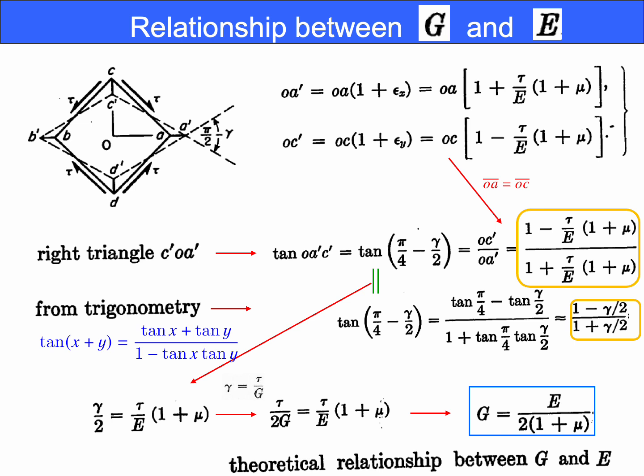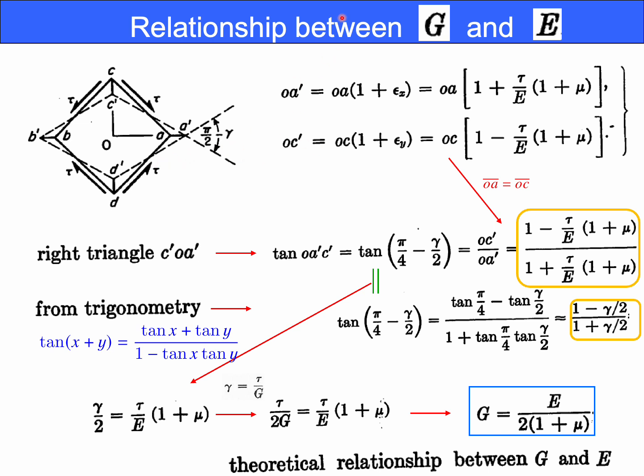In this slide, we are going to derive the relationship between the shear modulus G and Young's modulus E. Look at this rhombus-shaped element previously shown. The shape in the solid line is the shape before deformation, while the shape in broken line is the shape after deformation.